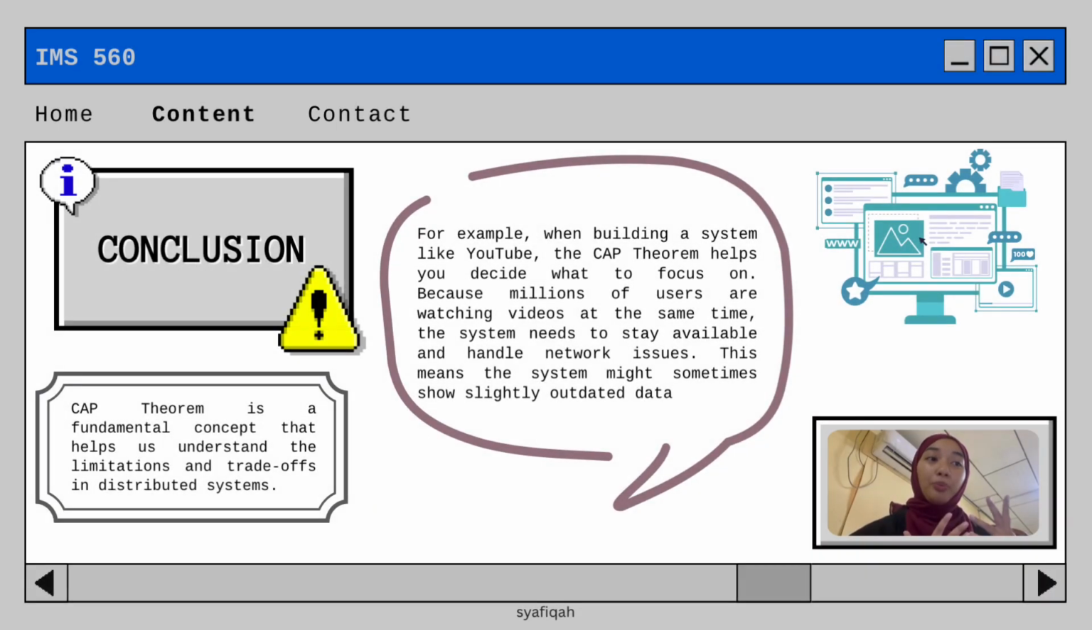Lastly, when we build a system like YouTube, the CAP theorem helps you decide what to focus on, because millions of users are watching YouTube at the same time. So we need to stay available and handle network issues. This means the system might sometimes show slightly outdated data. So for the conclusion, the CAP theorem is a fundamental concept that helps us understand the limitations and trade-offs in distributed systems.